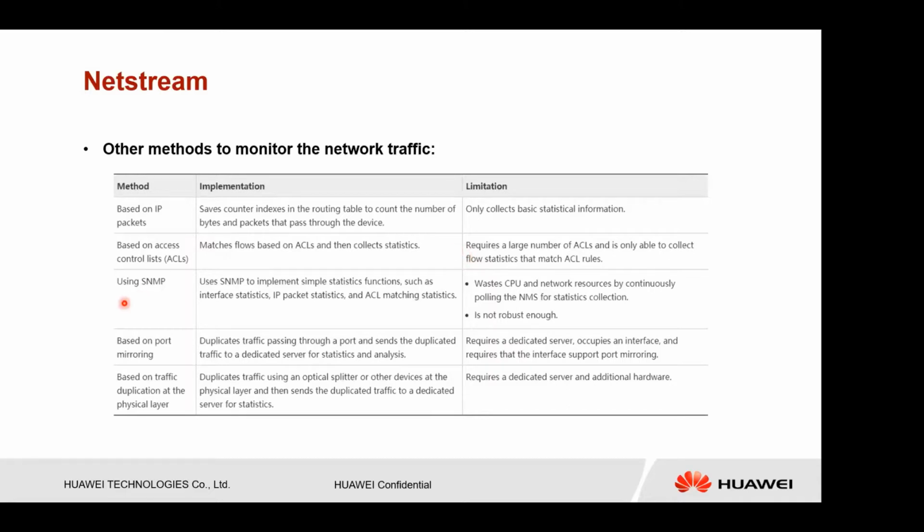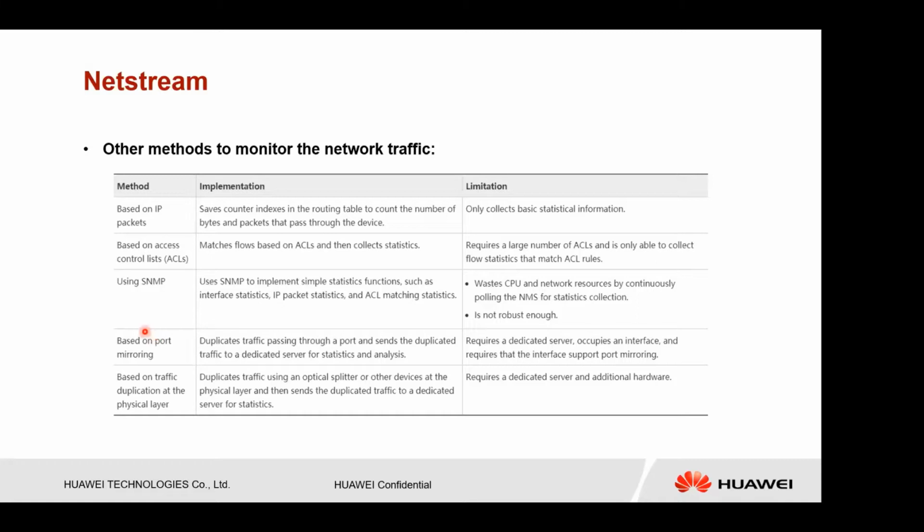The third one, we can also use SNMP. We use SNMP to implement some simple statistic functions such as interface statistics, IP packet statistics, and also ACL matching statistics. However, there are some limitations. For example, because we need to pull the information from the NMS to the device, this will consume some CPU and also network resources. And also it is not robust enough because it will not include detailed explanation or detailed statistics regarding the traffic collected.